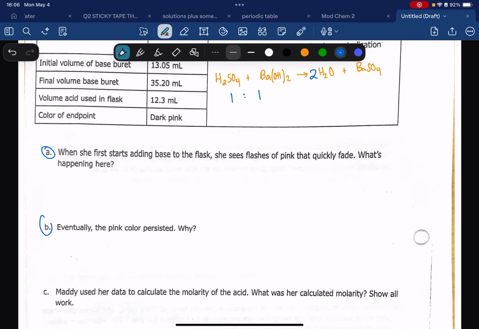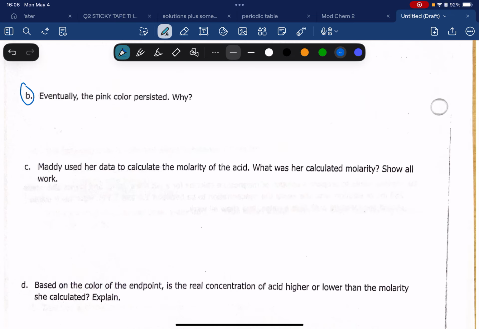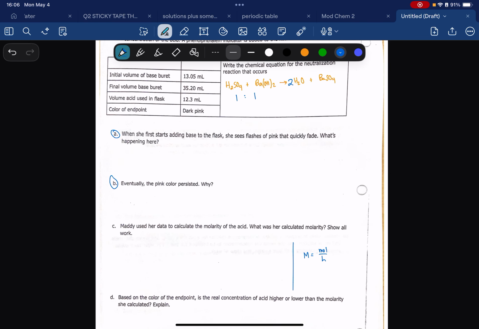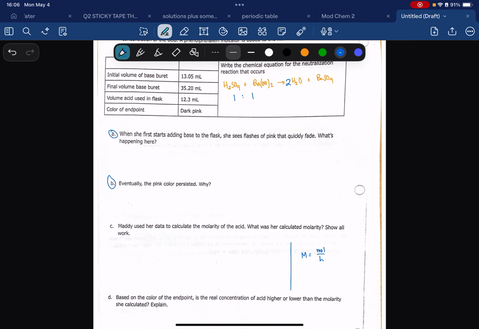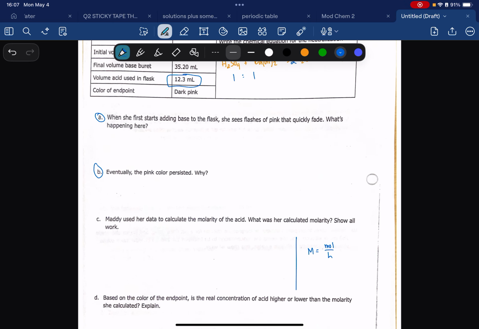I'm going to skip A and B. I think we're all good on those. I'll jump down to C here. Used her data to calculate the molarity of the acid. What did she think the molarity was based on the data she collected? We know that eventually we're going to be calculating molarity, which means we need moles of acid and we need liters of acid. We know liters of acid already, because it's in our data table. 12.3 milliliters of acid were reacted, but we need to know how many moles of acid were in that flask, how many moles of acid were in that 12.3 milliliters.